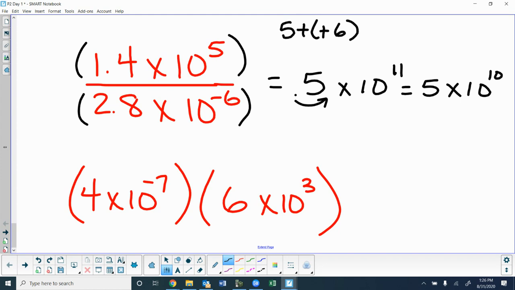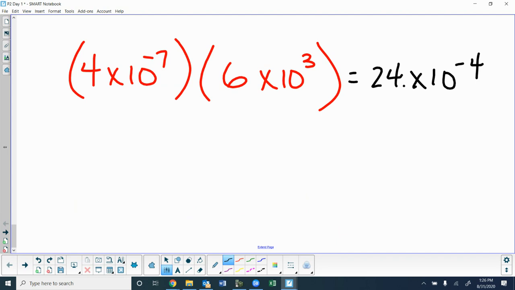This one, I would just do 4 times 6. You guys all know it's 24. And add, what's negative 7 plus 3? Negative 4. Is that correct? No, 24 is bigger than 10. So remember, here's the decimal point, we're going to move it back this time. When it was there, I was going to go 4 to the left. I just went 1 to the left, so how many more to the left? 3. So that's negative 3.